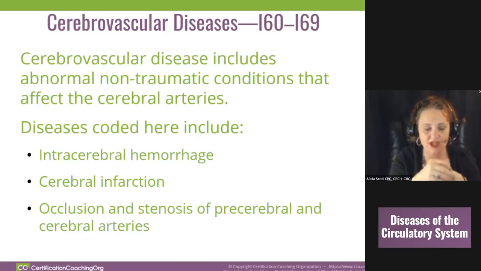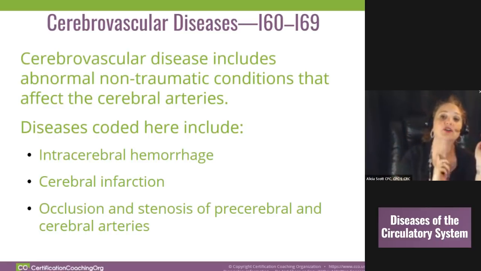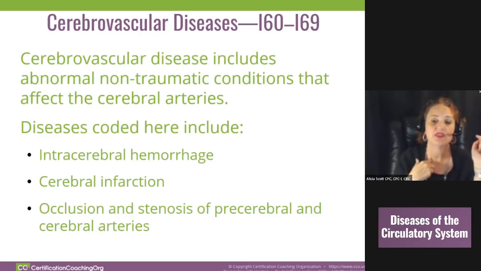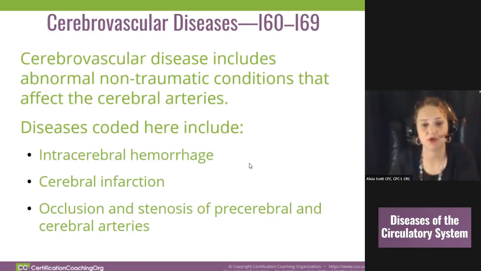It's harder to do. Whenever you have any type of occlusion or stenosis, which is that hardening, you can have the pre-cerebral and cerebral arteries be affected. Pre-cerebral is like right before, the carotid arteries, before they go up. If you've got stenosis or some type of occlusion here, then it's going to cause problems in the cerebral arteries.